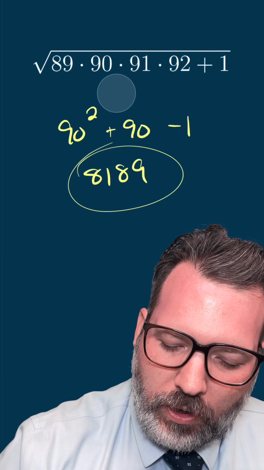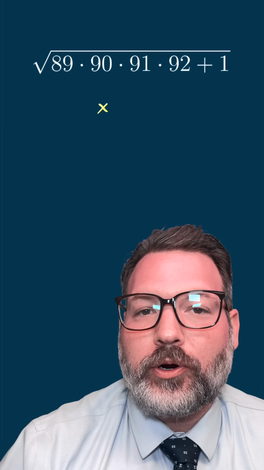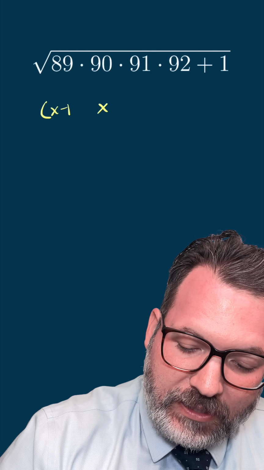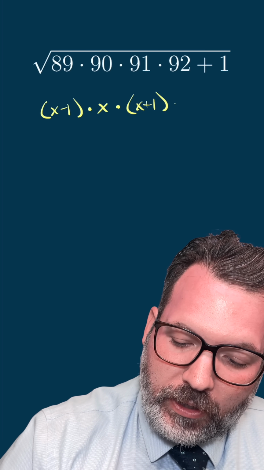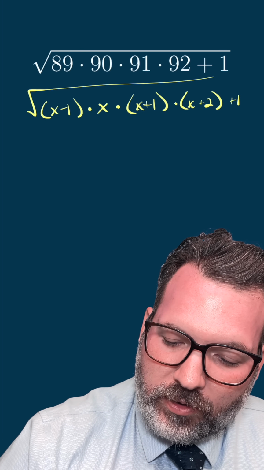What's going on here? Well, let's think about this not in terms of these particular numbers, but in general for some x. We're going to take that nice number 90, and label it as x. We can represent the 89 in that case as x minus 1. We can represent the 91 as x plus 1. And of course, the 92 in that case would be x plus 2. And again, the whole thing's under the square root sign, and we still have this plus 1 off to the right.